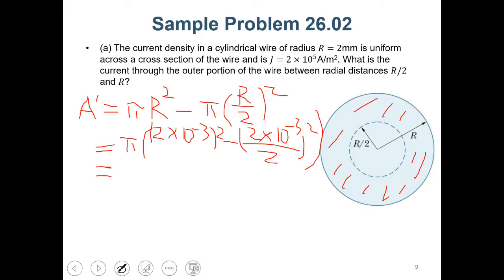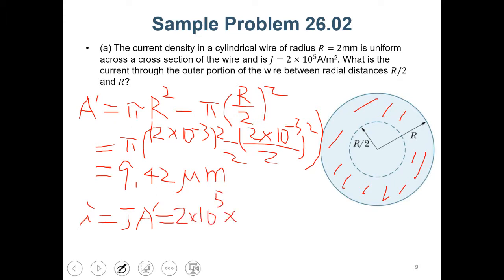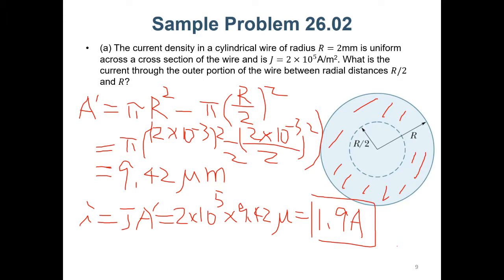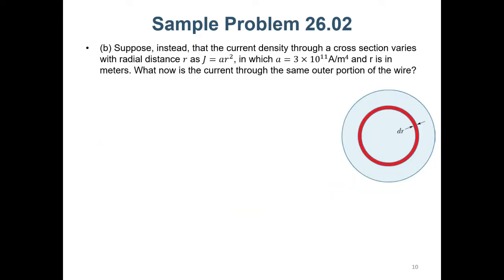So this is 9.42 mu m squared. Then I will be J A prime, which is 2 times 10 to 5 times 9.42 mu, which is 1.9 A. So this is a student example. It's uniform current density. So for this one, it is a normal difficulty.